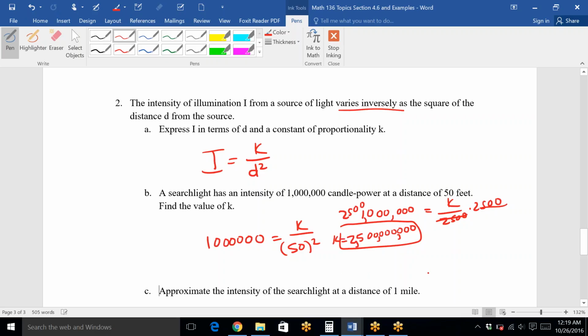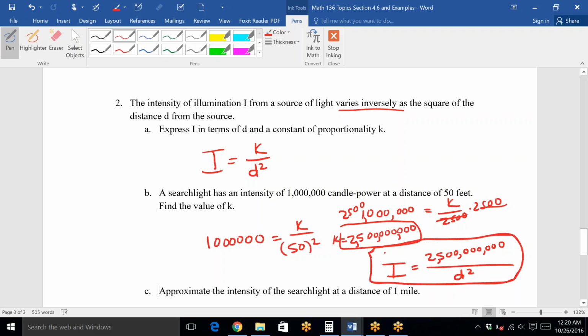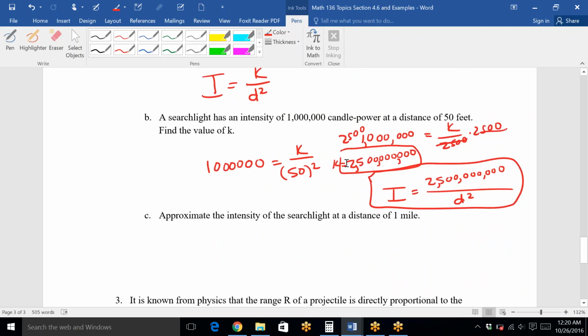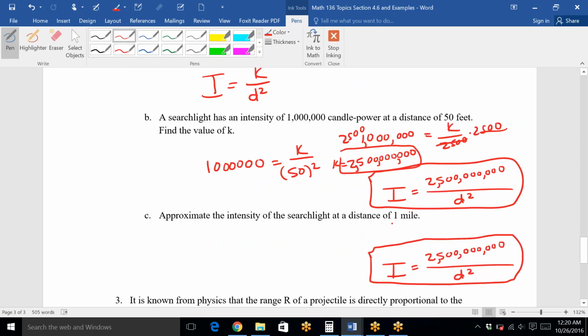We write that into our formula. So this would be I equals 2,500,000,000 over d squared. So that's my general formula. And then this is tricky. They give you miles, but the original was in feet. So we need to convert this.